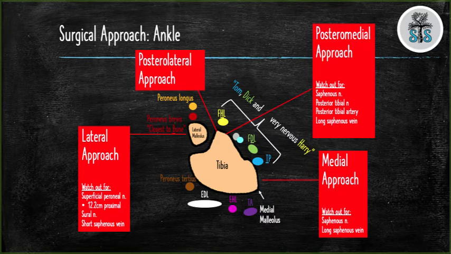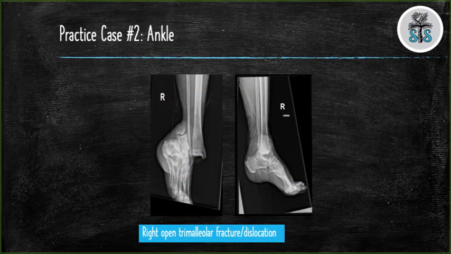The last surgical approach we will discuss is the posterior lateral approach. The dissection is between the peroneal longus and the flexor hallucis longus. I would recommend spending some time on this slide to try to visualize each surgical dissection. We will end our discussion with one more practice case.